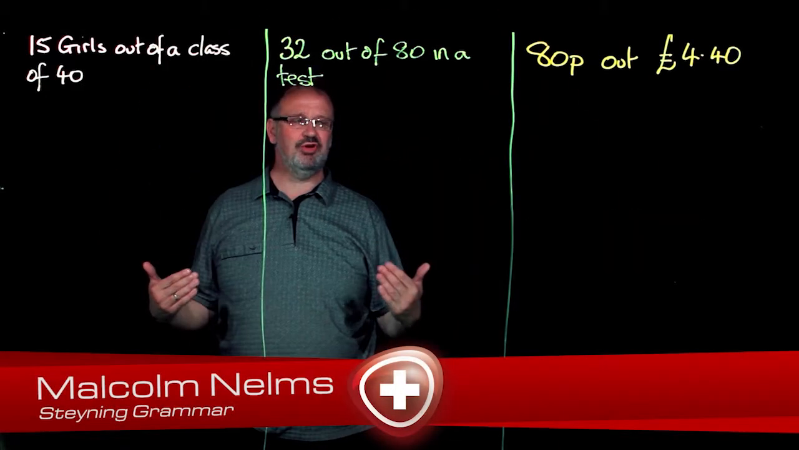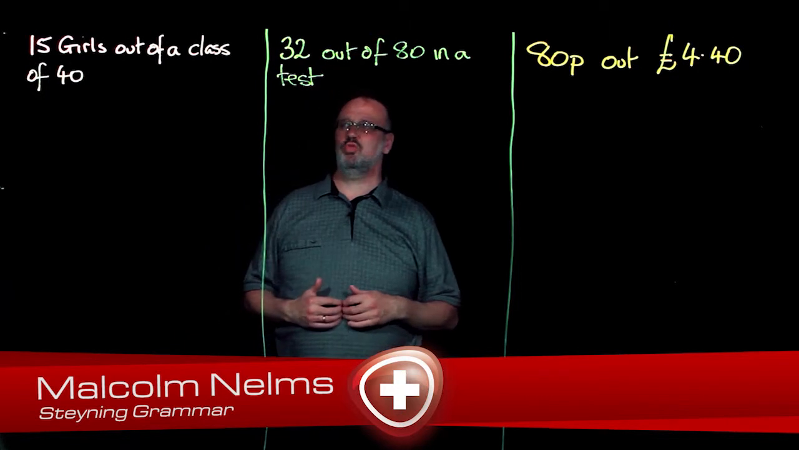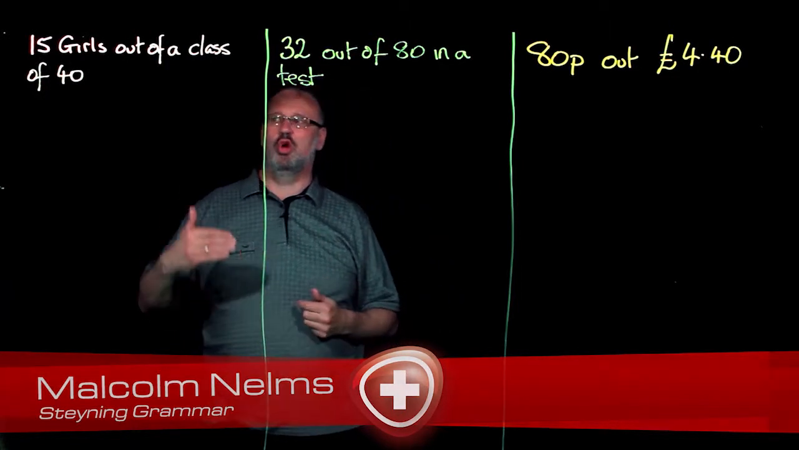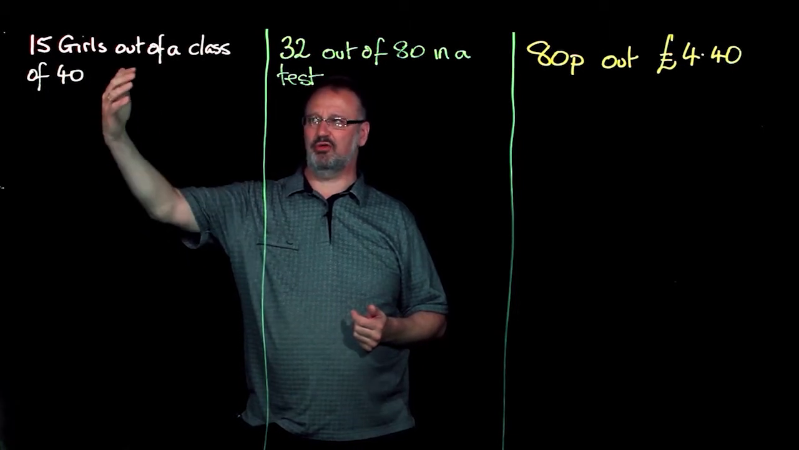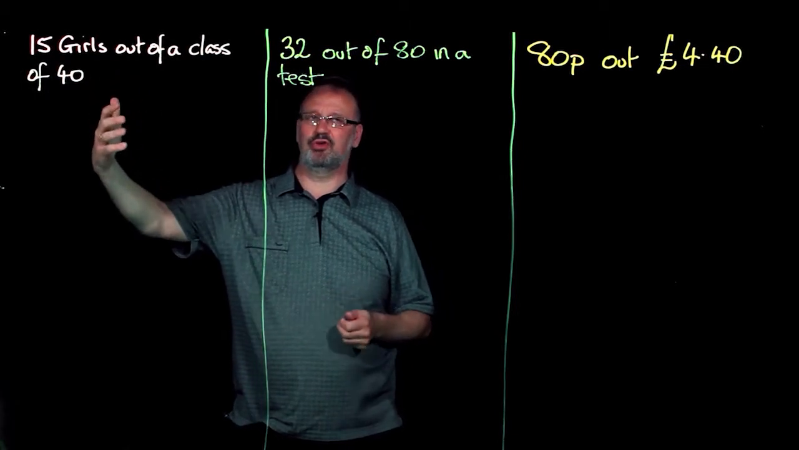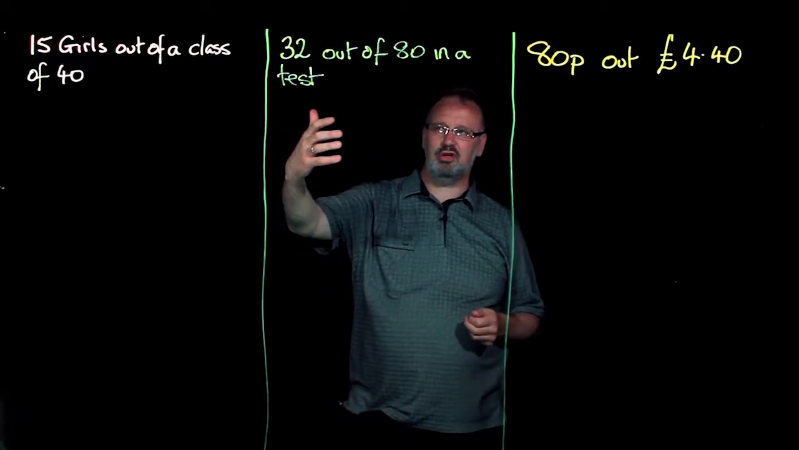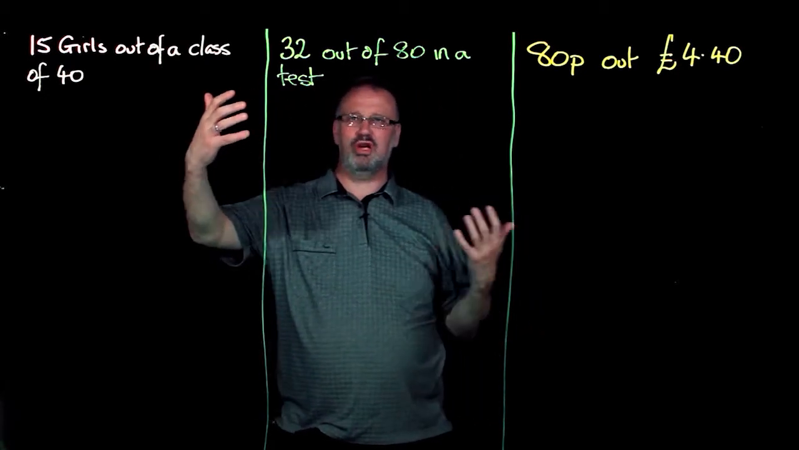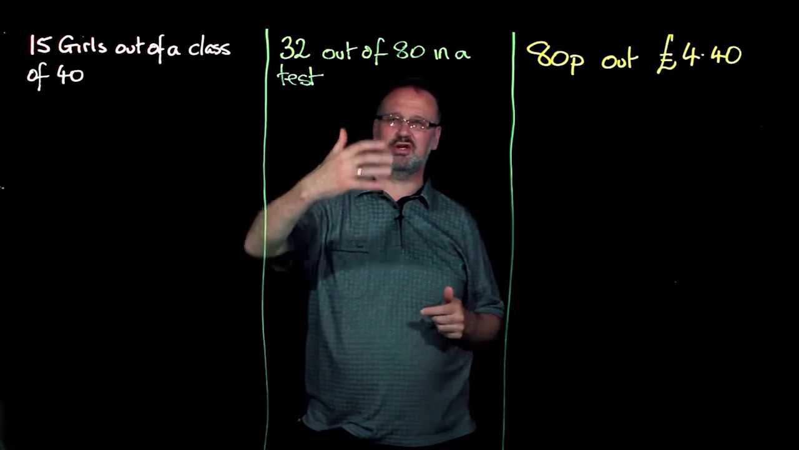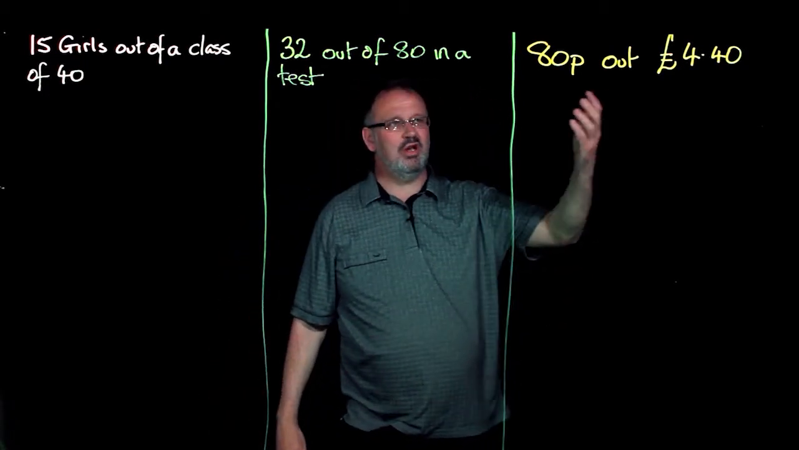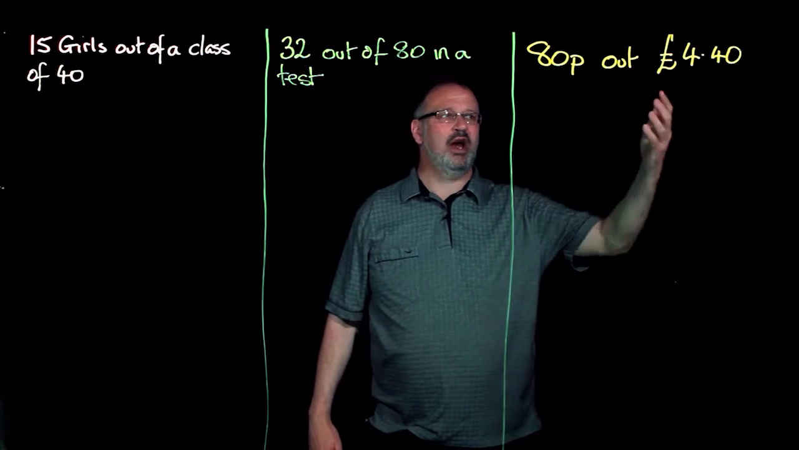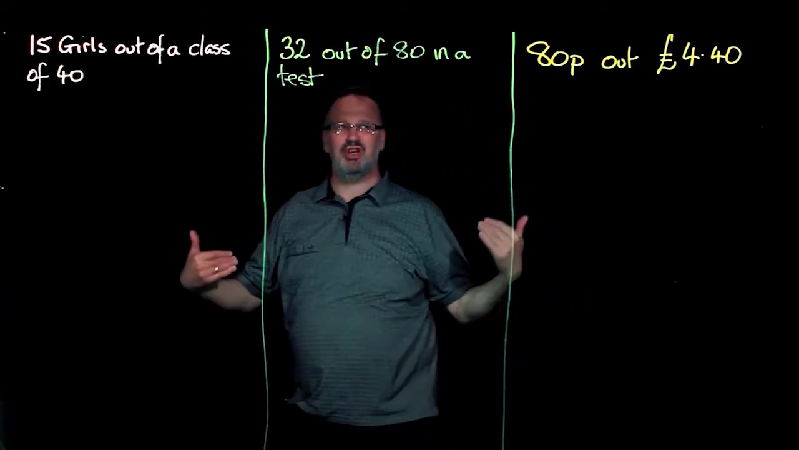I have three questions here in front of me that I want to answer. What percentage of girls in this class are there? I've got 15 young ladies out of 40. A second question: I've had 32, let's say, pass a test out of 80. What percentage is that? And my last question here is I have 80 pence out of £4.40. What percentage have I spent?